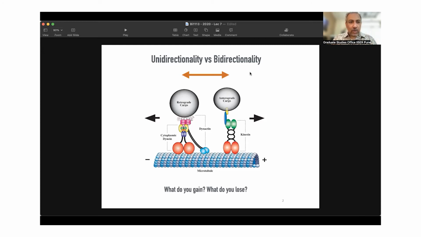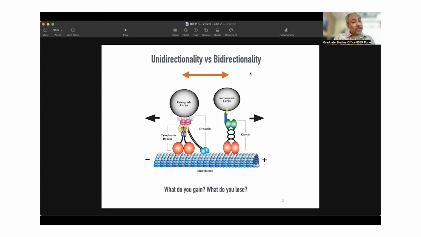We'll take one last question from Sai. Sai, you have your hand up. Yes, sir. So I was just trying to imagine how the situation would be. If we have a bidirectional motor protein, how will its regulation be? As in, it probably receives a certain molecule telling it to go in a certain direction, right? But that is also freely released into the cytoplasm.